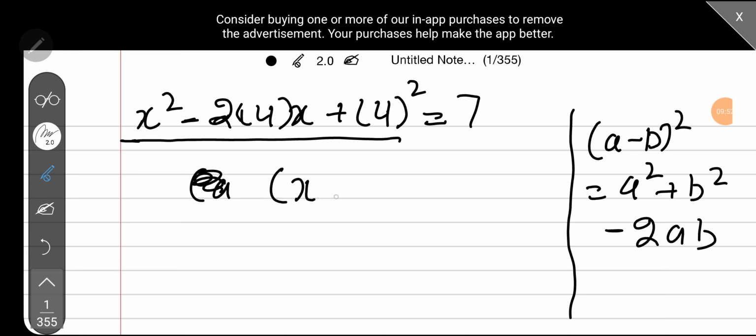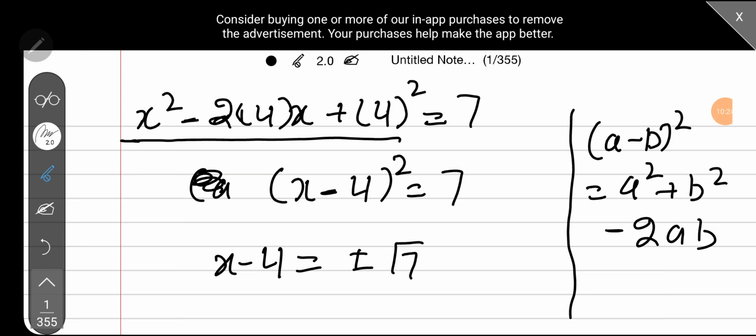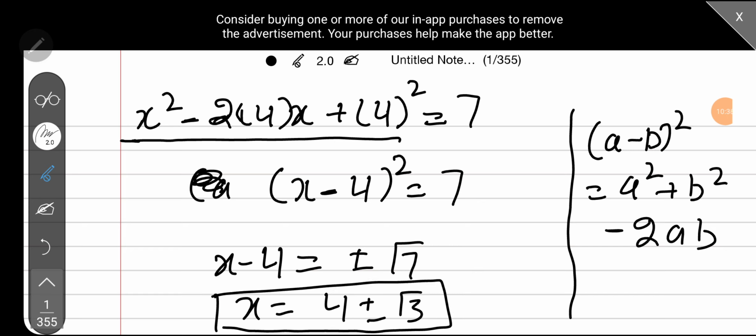So this whole equation is converted into this form according to the formula. Now if we take the square root on both sides, we will get this equation. Now x is found. So we solved the equation by completing square.